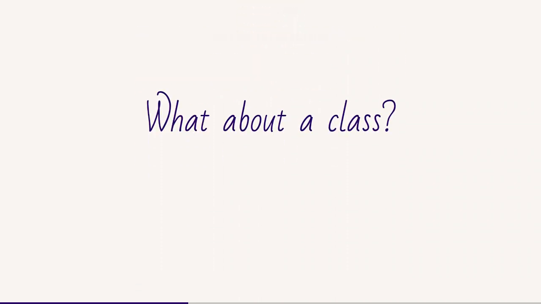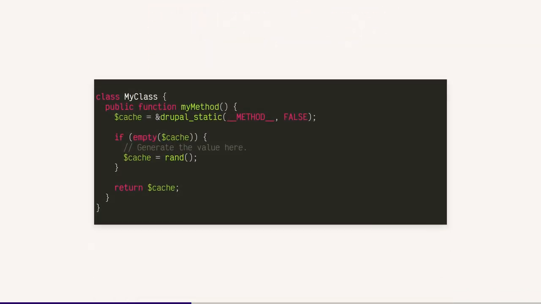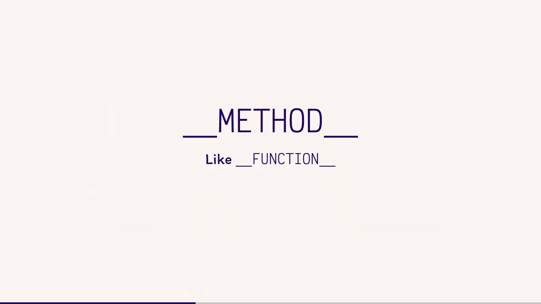What if I want to do this in a class? Methods are not globally unique. They only have to be unique within their class. So __FUNCTION__ won't work. You can use __FUNCTION__ in a class, but you'll just get the method name. So how do you fix this? Well, it turns out there's another constant. We just swap it out with one called __METHOD__. It's like __FUNCTION__, but it includes the class and the namespace so that it is globally unique throughout your entire project.